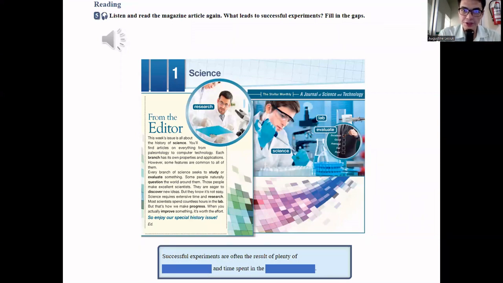All right, so for the first listening segment of this unit, I want you guys to listen to this audio of the passage that we've been reading so far. Once you finish listening to the audio, I want you guys to fill in the blank of this sentence below here. Successful experiments are often the result of plenty of blank and time spent in the blank. So I'm going to play the audio clip, you listen to it, and once you finish listening, pause the video, fill in the blank yourself first, and then after you finish filling the blank, resume the video and I'll show you the answers, okay?